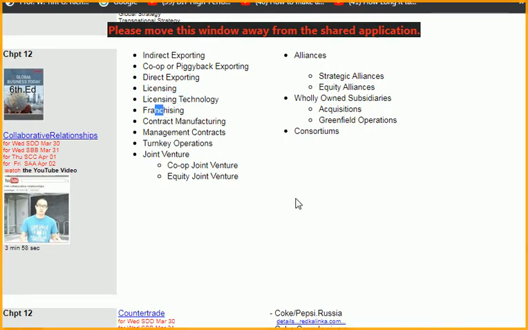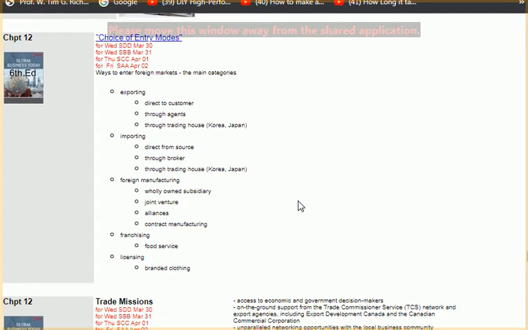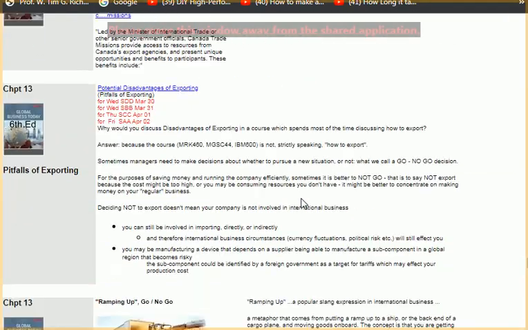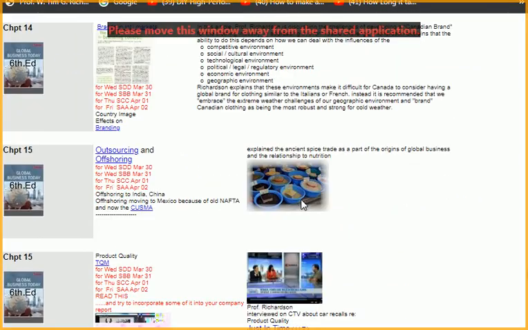Okay. And then we'll also talk about counter trade. Your company may or may not be involved in that. And we'll talk about the different export modes. We'll also talk about trade missions as a way of getting information about going overseas, and things like letters of credit and outsourcing. This will be one of the last topics.